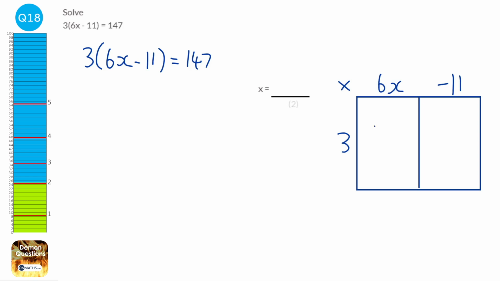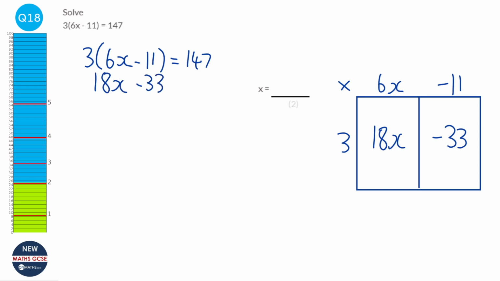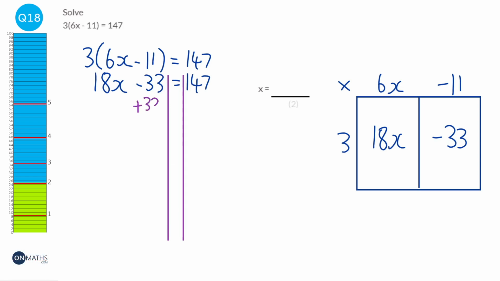3 times 6x is 18x. 3 times minus 11 is minus 33. So we're just going to rewrite this as 18x minus 33. Now we are solving, so we're going to put our solving lines in. And the first thing I want to deal with is this take away 33. So we're going to do the opposite of that, the inverse, which is plus 33. And whatever you do to the left hand side, you have to do to the right hand side. So we're going to add 33 to both sides.